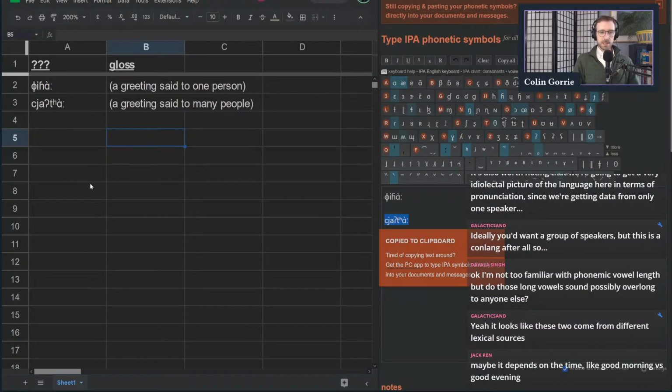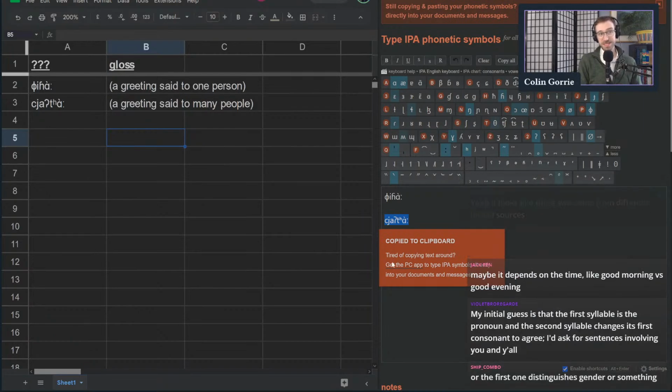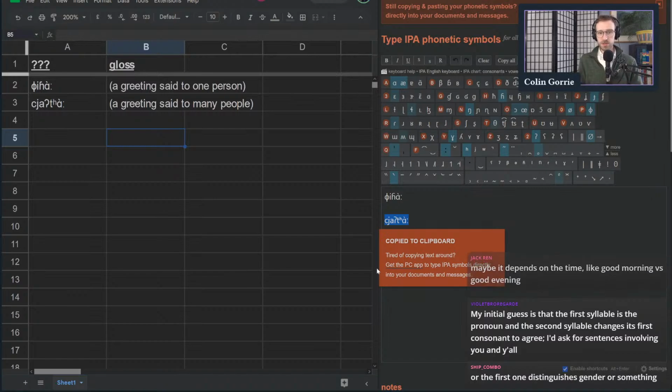All right. So Jack points out maybe it depends on the time. Maybe we ticked over from morning to evening in between the time that those two things were said. So that's also possible. Or the first one distinguishes gender. So there are all sorts of possibilities here.